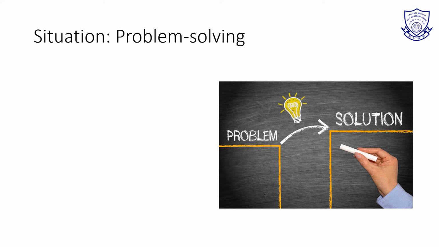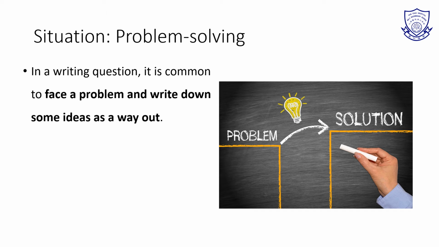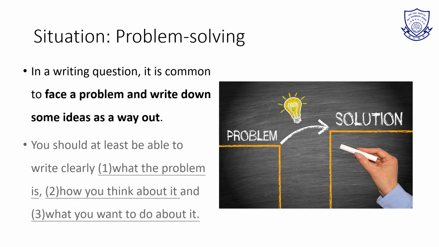Very often when we write, we have a problem to solve. And we have to write down some ideas as a way out. Therefore, in your writing, you should at least be able to write clearly, number 1, what the problem is, number 2, how you think about it, and number 3, what you want to do about it.